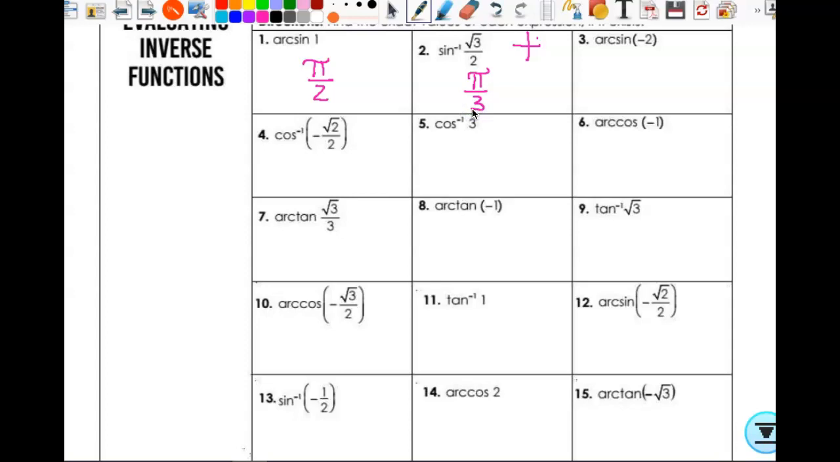Okay. Arc sine of negative 2. What angle gives me a sine value of negative 2?